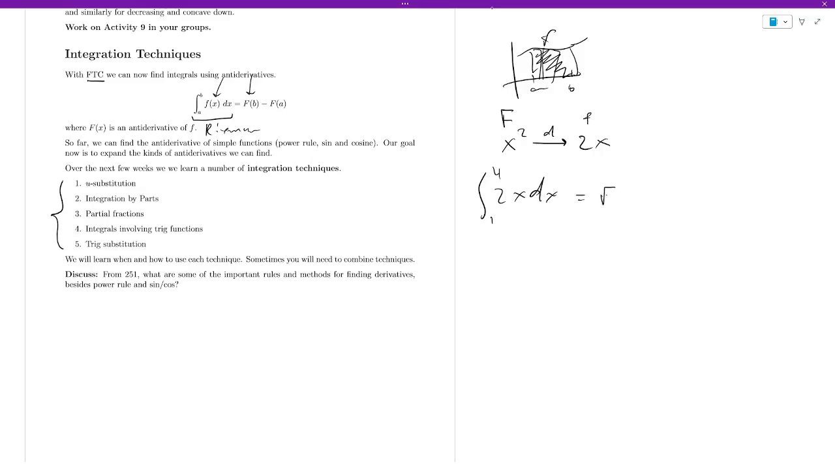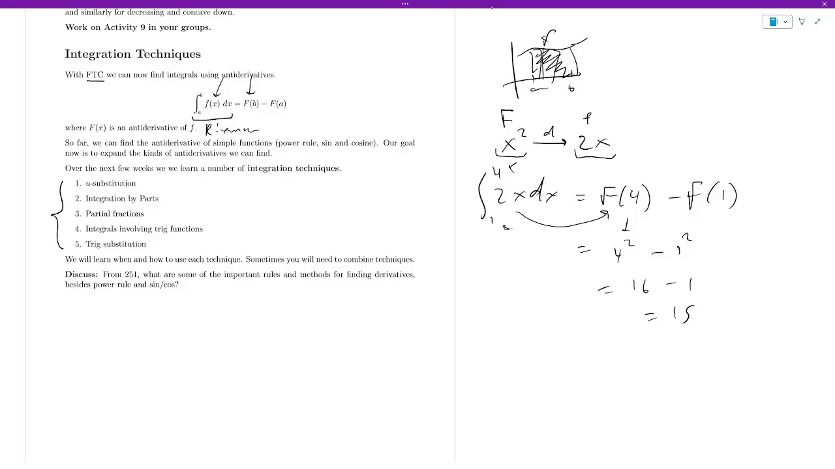So as long as I can identify the right big F, the antiderivative of my inside function, then I just plug in my 4 and I plug in my 1 and I get something. Here, since our original function was 2x, we can identify the antiderivative as x squared. It's something whose derivative is 2x. So big F of 4 here is 4 squared, plugging the 4 in for the x, minus 1 squared. So we get some number, and that's the area under the curve.